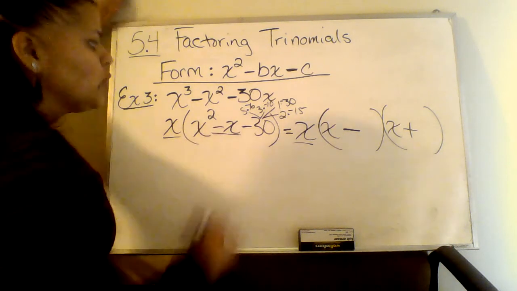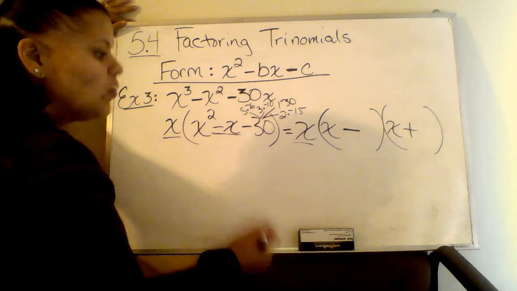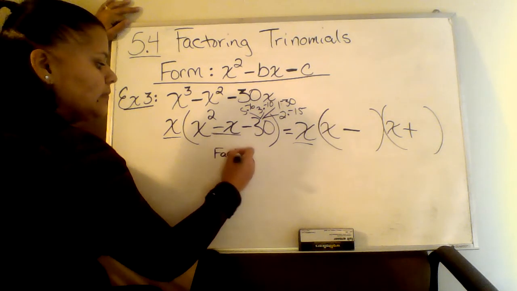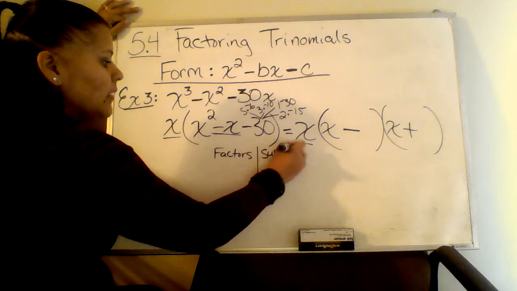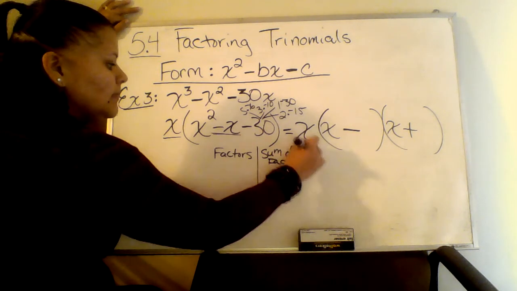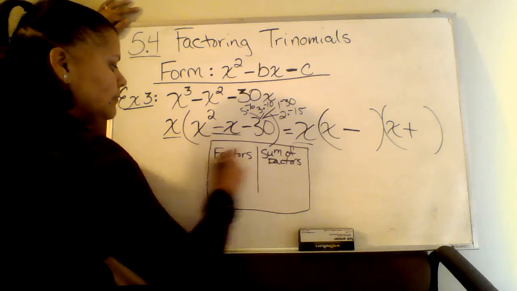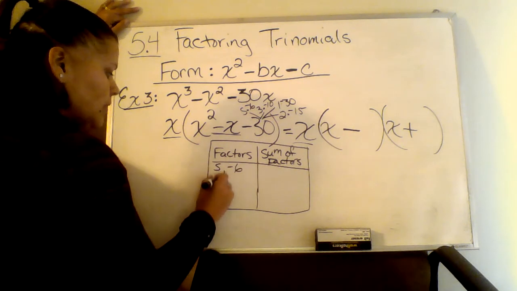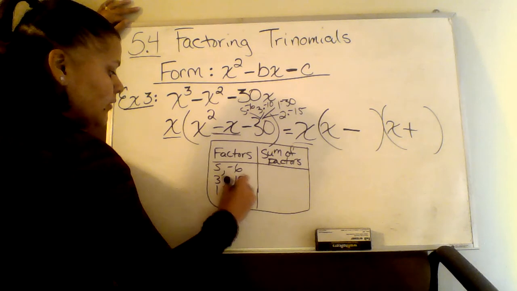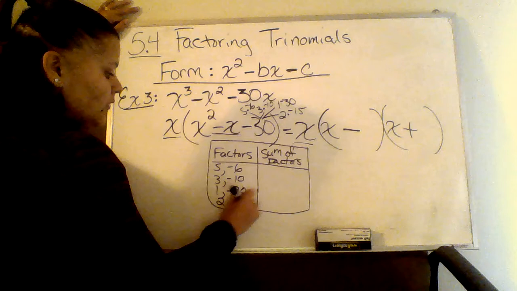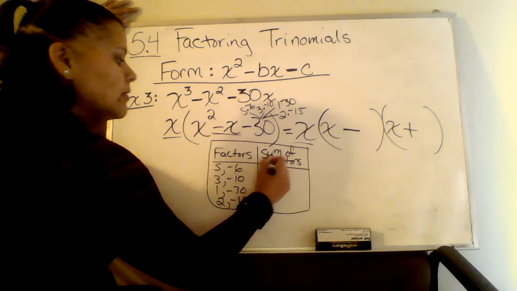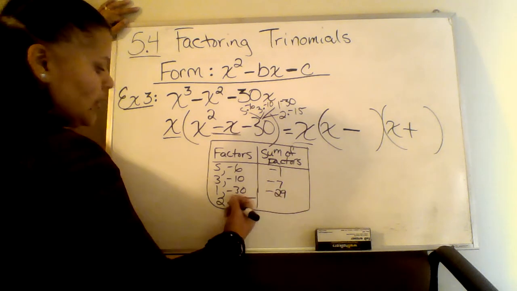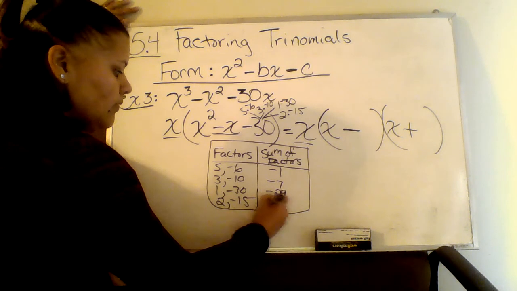Negative 1. So they all multiply to be negative 30, but which one of these would subtract to give you negative 1? So let me write them down here. So you have your factors, and then the sum of your factors. Keep it real organized for you. So you have 5, negative 6, 3, negative 10, 1, negative 30, and then 2, negative 15. All right, when you subtract, 5 minus 6 is negative 1, 3 minus 10 is negative 7, 1 minus 30 is negative 29, 2 minus 15 is negative 13.